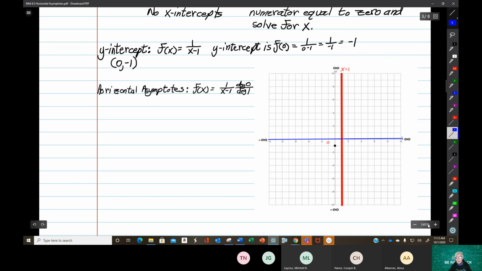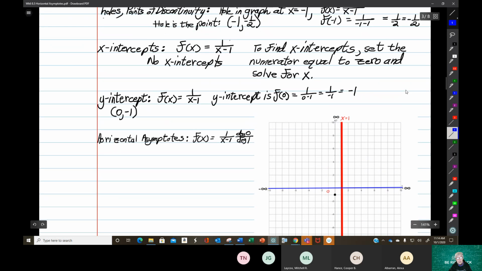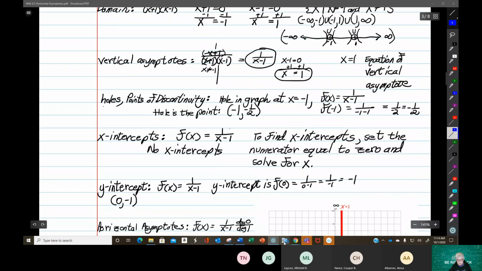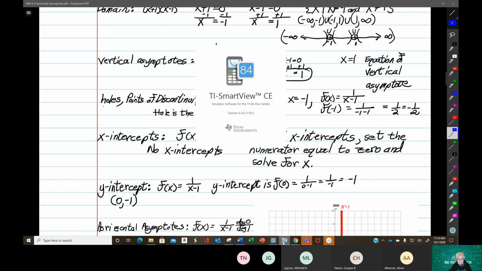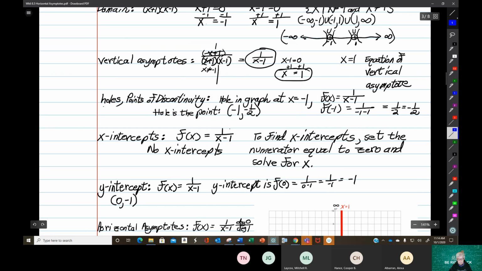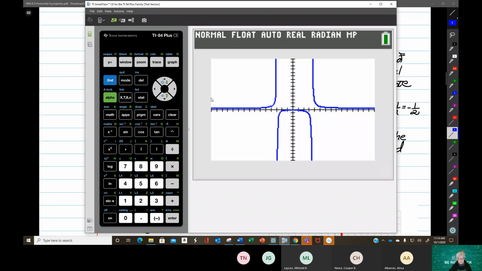So now we have to figure out what this baby looks like. And that's why graphing calculators were made. Otherwise, we would have to spend a lot of time finding a whole lot of points. And I bet you have better things to do. So let's take a look at what this looks like. Okay, clear.